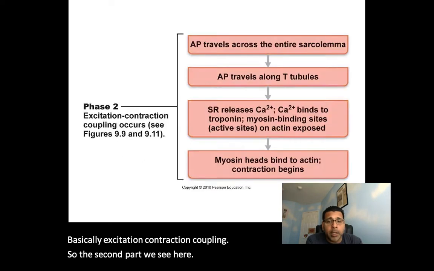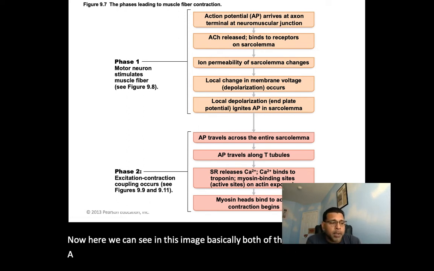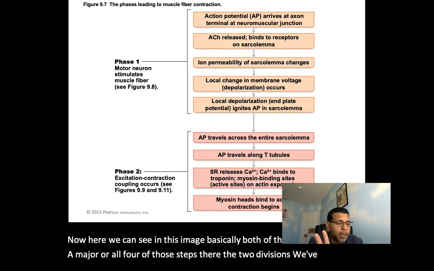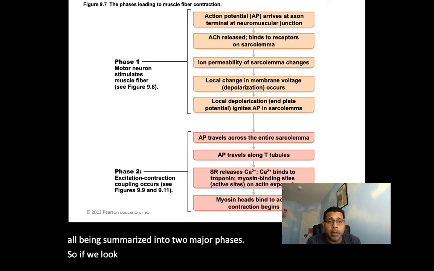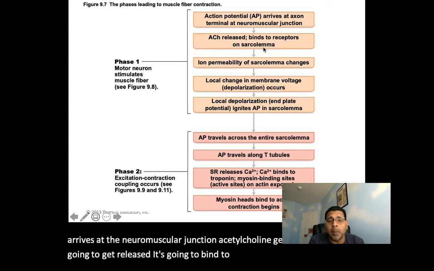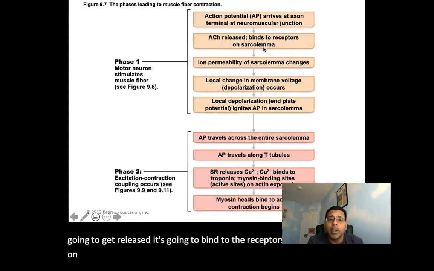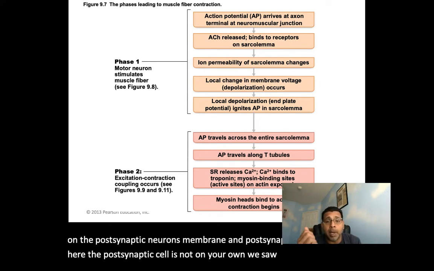Now here we can see in this image both of those divisions, all four of those steps, summarized into two major phases. If we look at all of this in detail, you see the action potential arrives at the neuromuscular junction, acetylcholine gets released, and it's going to bind to the receptors on the sarcolemma, on the postsynaptic cell's membrane. Here, the postsynaptic cell is not a neuron like we saw before, but happens to be a muscle.